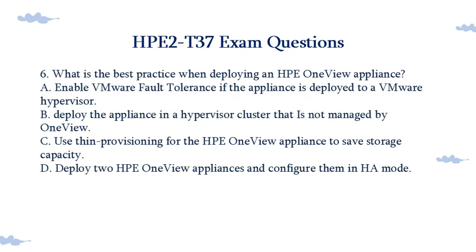6. What is the best practice when deploying an HPE OneView appliance? A. Enable VMware fault tolerance if the appliance is deployed to a VMware hypervisor. B. Deploy the appliance in a hypervisor cluster that is not managed by OneView. C. Use thin provisioning for the HPE OneView appliance to save storage capacity. D. Deploy 2 HPE OneView appliances and configure them in HA mode.